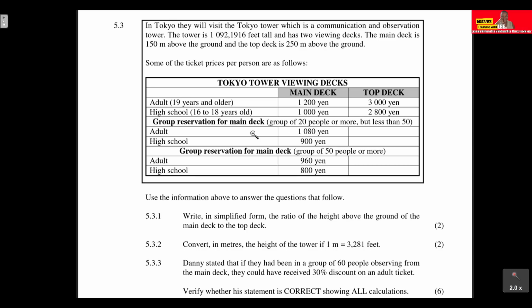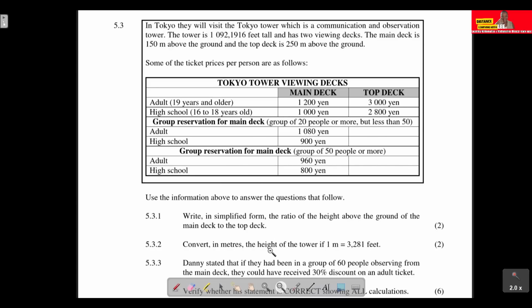Here we're given information about how much you pay to view from the main deck if you are an adult. If you are 19 years or older, you pay 1,200 yen. A yen is a currency that they use in Japan, and Tokyo is in Japan, guys. So you pay 1,200 yen to view the main deck, and to view the top deck, if you're an adult, you pay 3,000 yen, and so on and so forth.